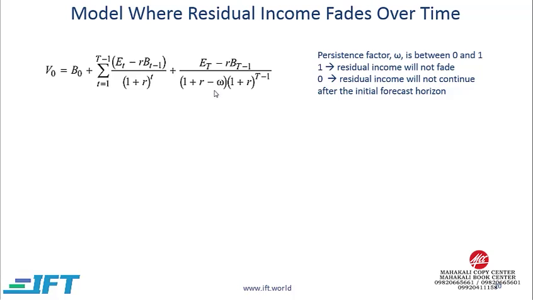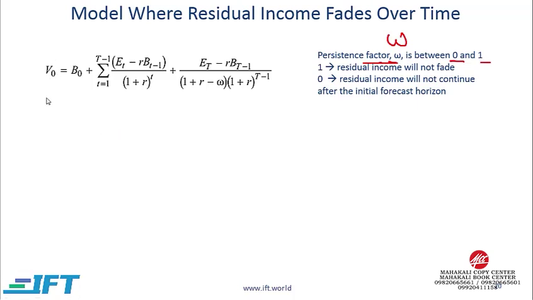A measure for how fast or how slowly the residual income goes down is the persistence factor, which is represented by the symbol omega. This might be anywhere from 0 to 1. If the persistence factor is 1, then the residual income will not fade at all. If the persistence factor is 0, then the residual income will not continue. In other words, it will fade to 0 immediately. So let's see what this means.